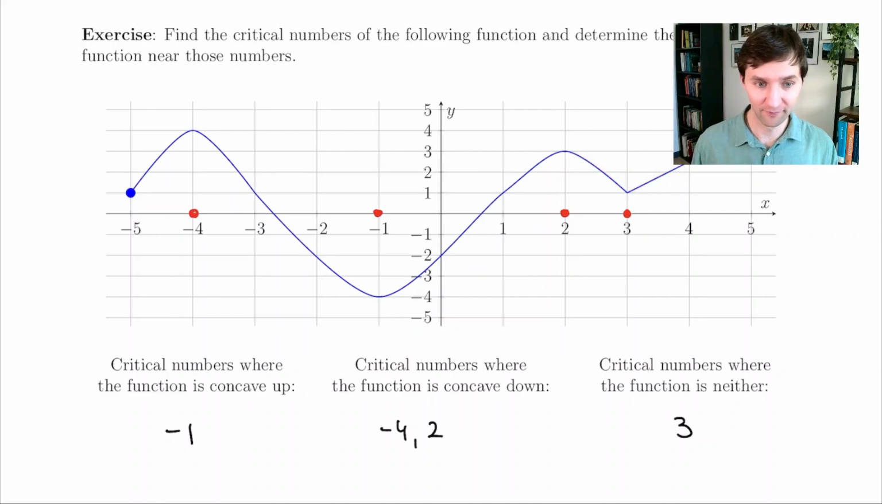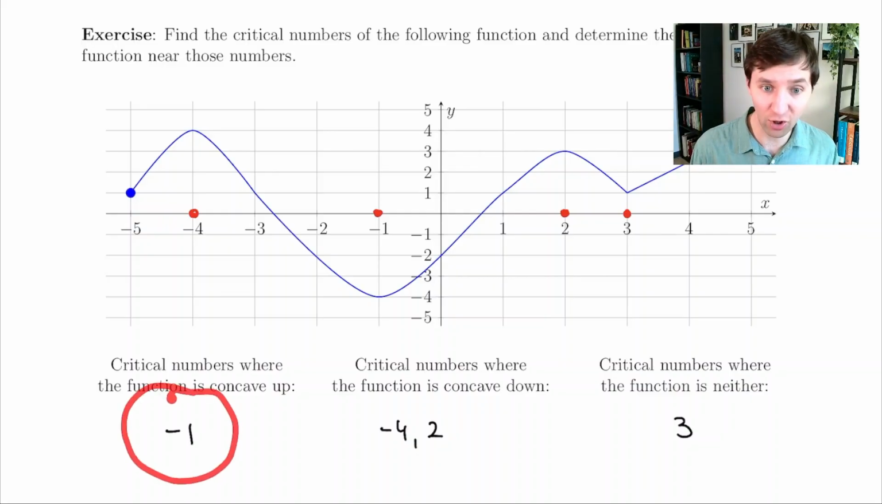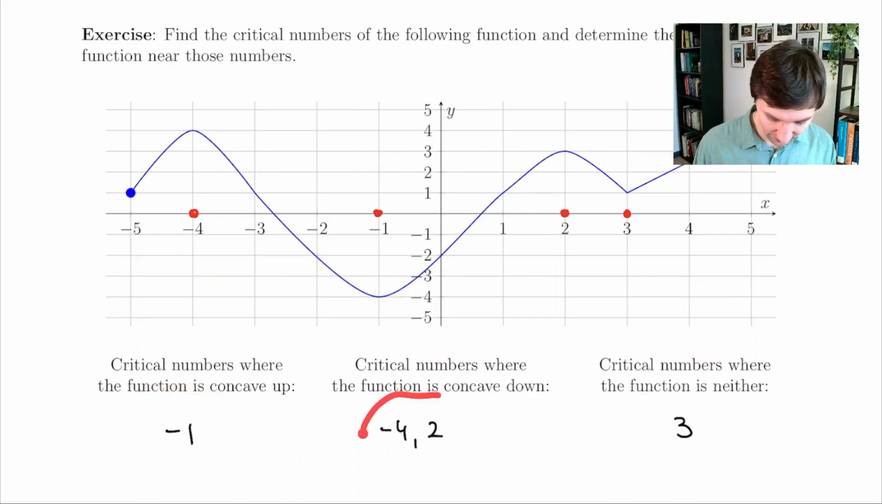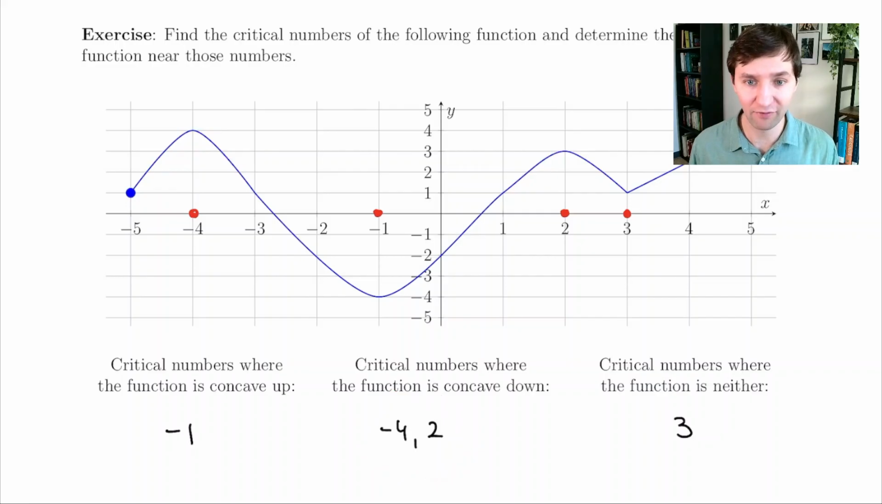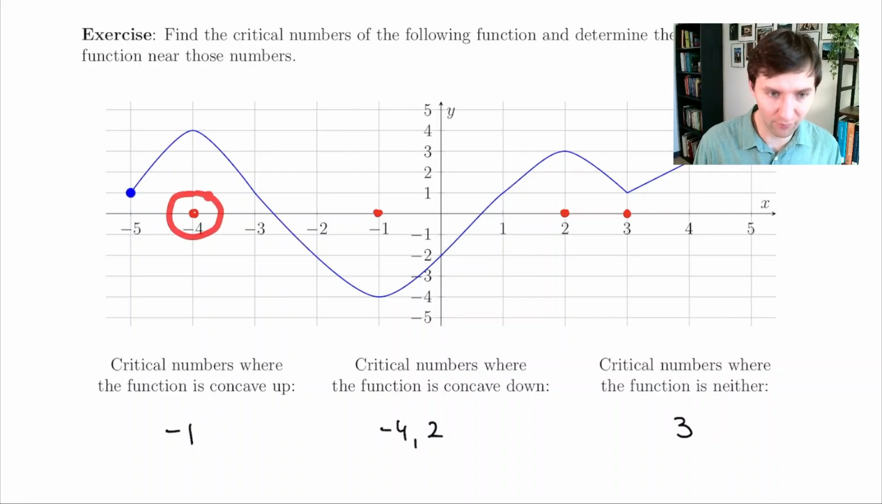Note one thing. A critical number where the function is concave up gives us a local min. Critical numbers where the function is concave down give us local maxima. This suggests that you can use concavity to determine if a critical number gives you a local max or a local min. Imagine someone gives you a critical number that you know is a critical number because the derivative there equals 0. Then to check if that critical number gives you a local max or a local min, you can check the value of the second derivative there.